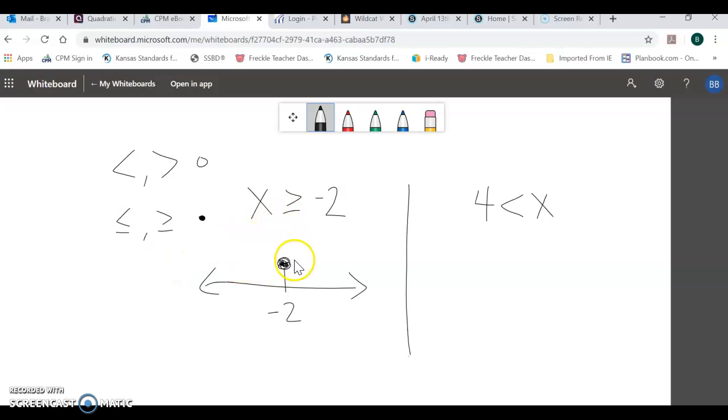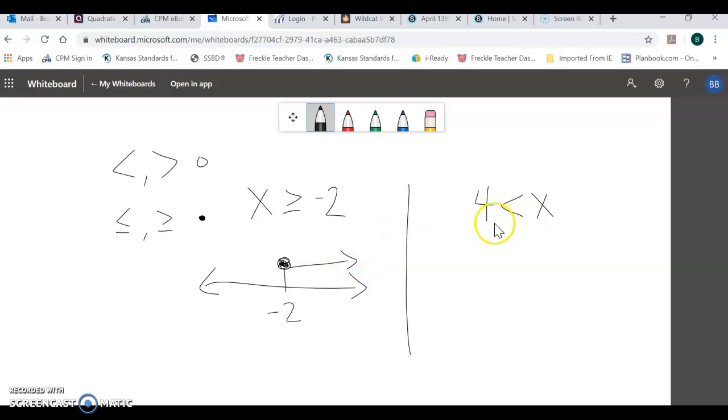And now we've got to decide what direction we need to go. So we have x is greater than or equal to -2 because the mouth is open towards x, so it's greater than. So greater than is in the right direction. So I put my arrow to the right.